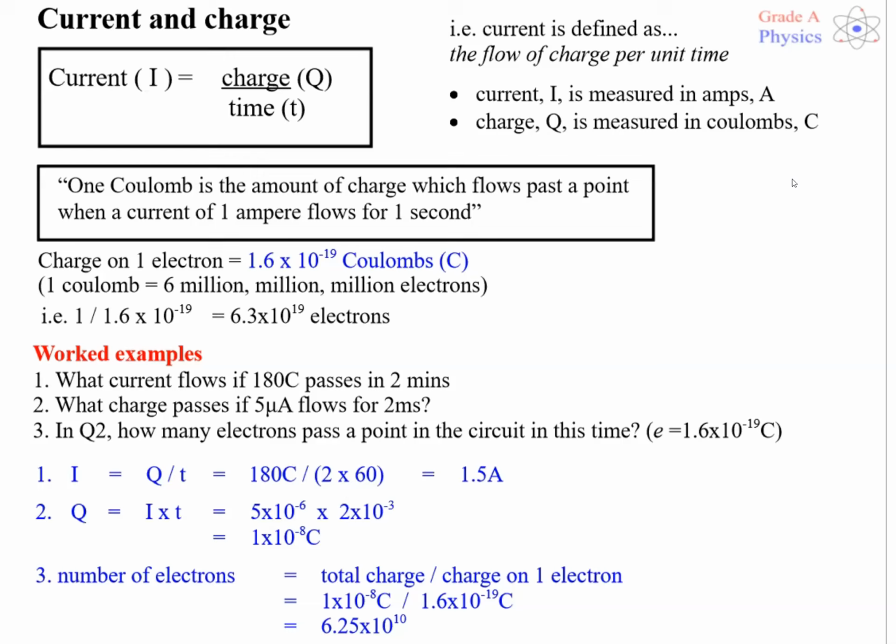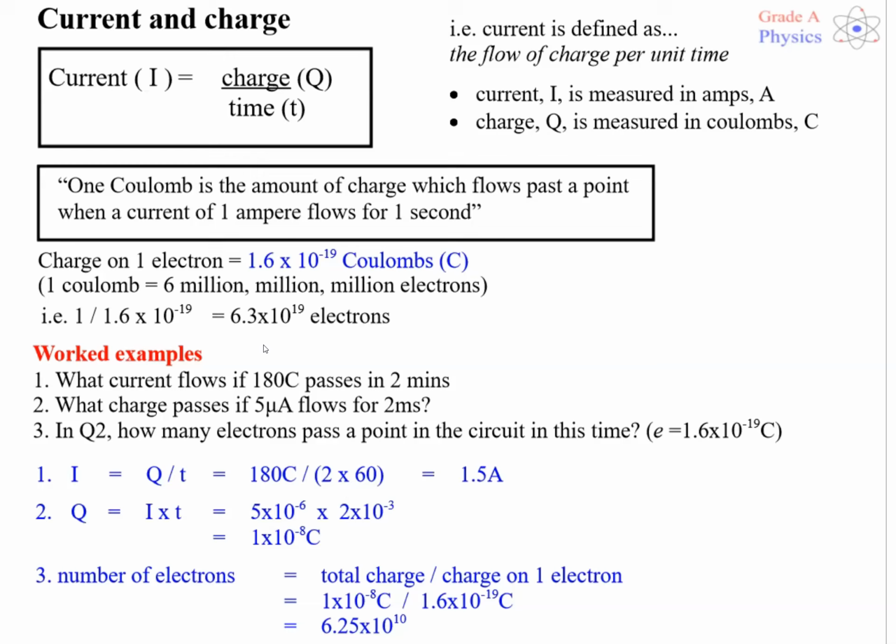And we can define the Coulomb. So if I have 1 amp flowing for 1 second, then the amount of charge passing is 1 Coulomb. And the charge on 1 electron is this tiny value here, known as the elementary charge, 1.6 times 10 to the minus 19 coulombs. So 1 Coulomb represents an enormous number of electrons, and we can work out the number by finding the reciprocal of this value here. So 1 divided by 1.6 times 10 to the minus 19 gives us this really big number, 6.3 times 10 to the 18. Right, so a few worked examples.